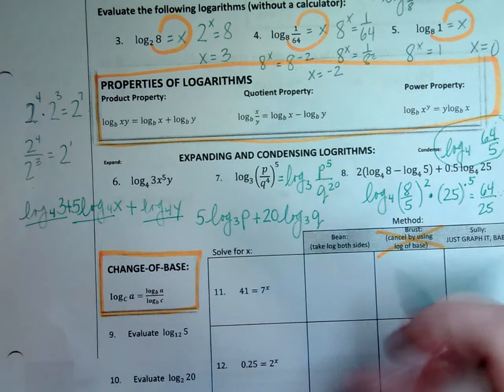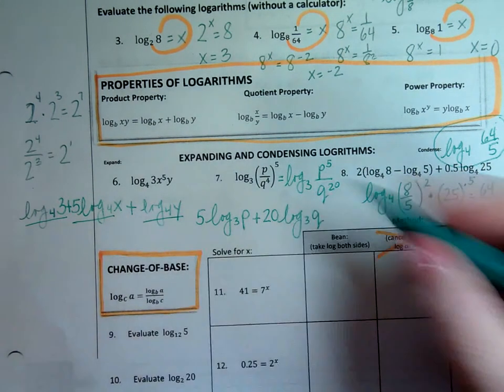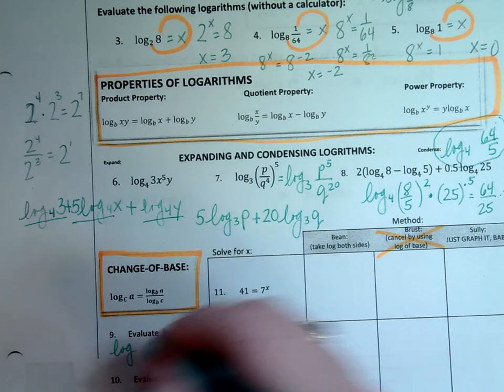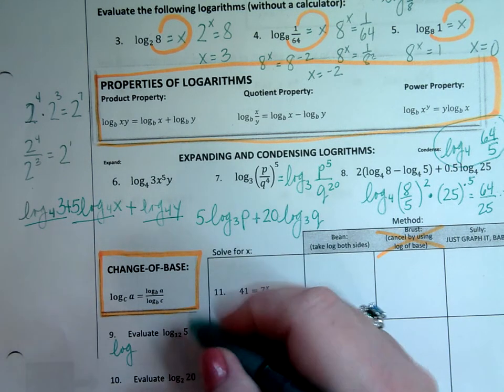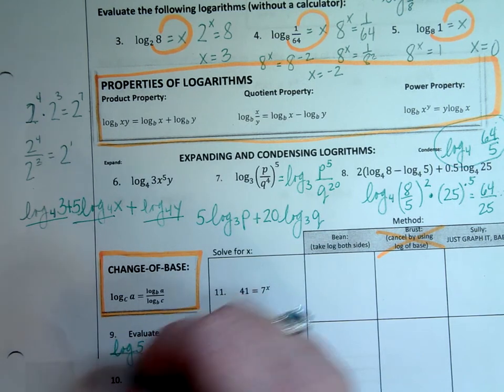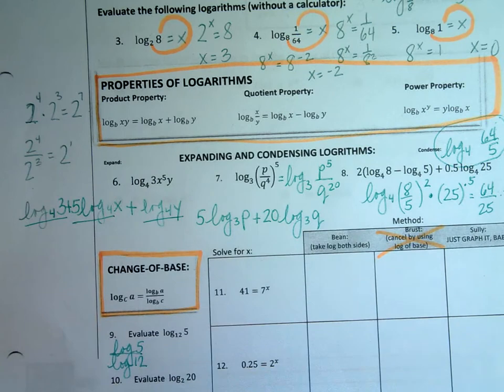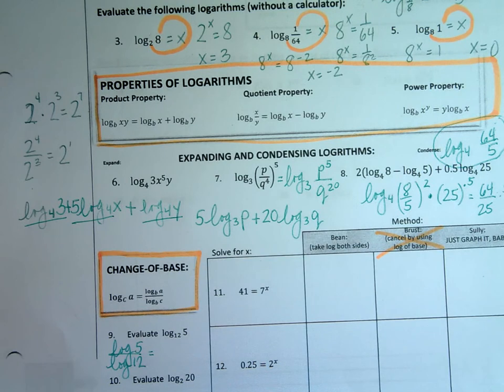All right, so I'm going to set this up using change of base formula. Take the log of the larger printed number, the 5, divided by the log of the subscript, which is 12. And you say, yeah, that doesn't look any better. So here's where your handy-dandy calculator comes out.